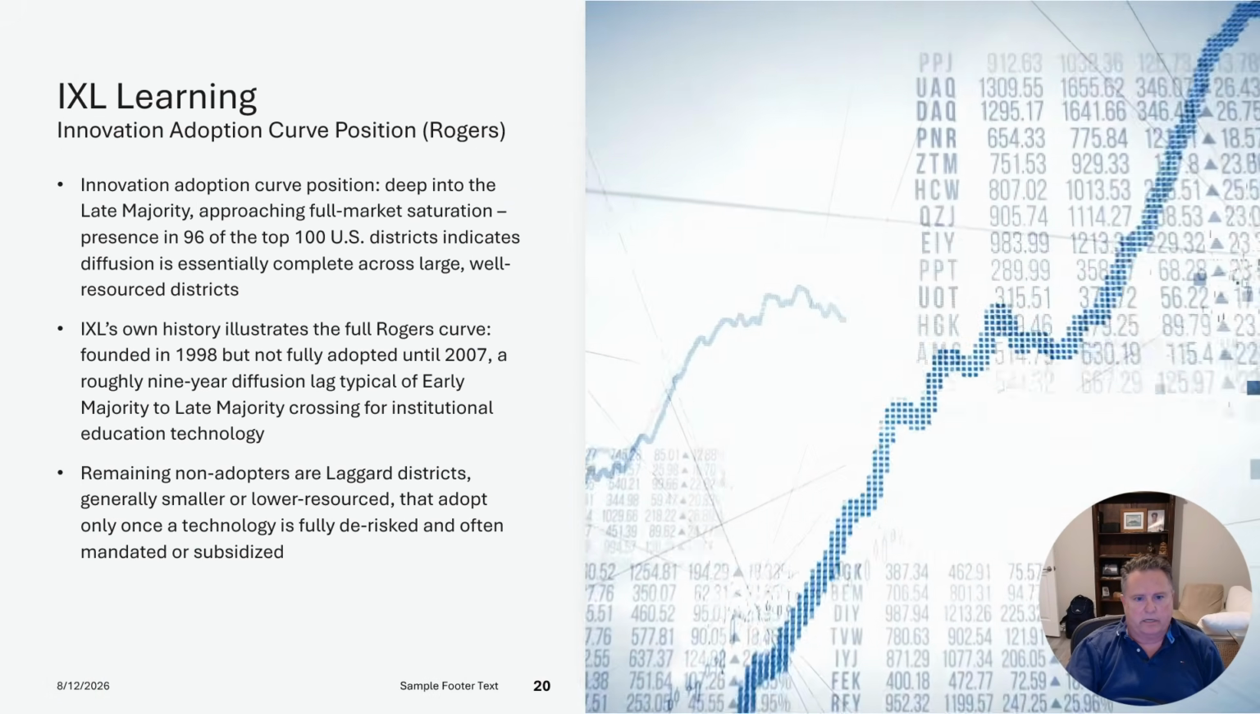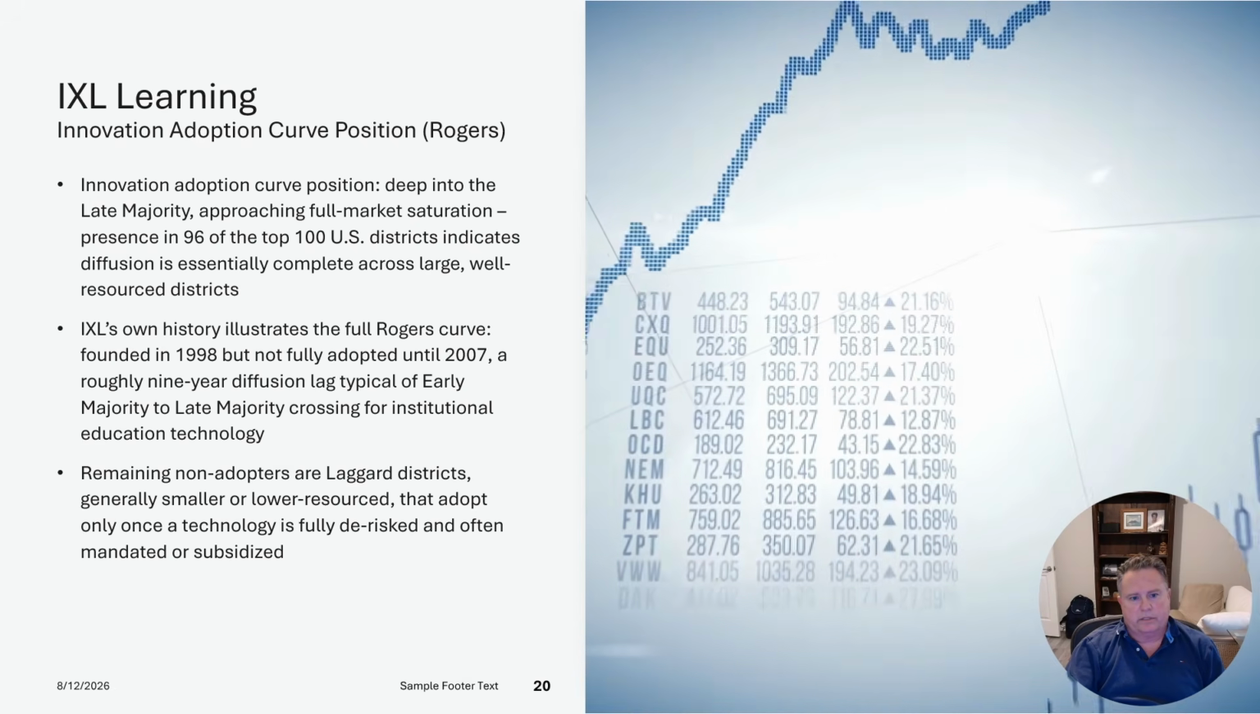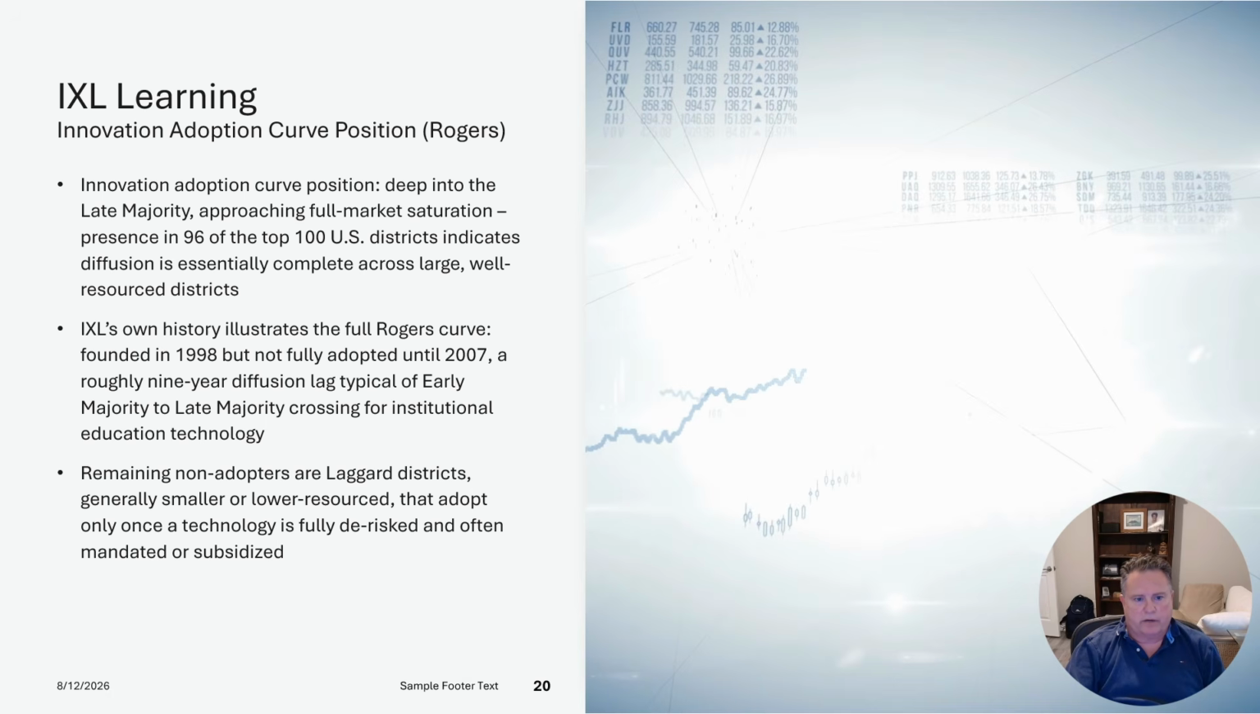IXL Learning innovation adoption curve position. Their innovation adoption curve position is deep into the late majority. They are approaching full market saturation, and their presence in 96 of the top 100 U.S. districts indicates diffusion is essentially complete across large, well-resourced districts.